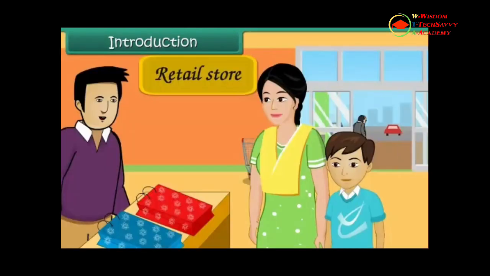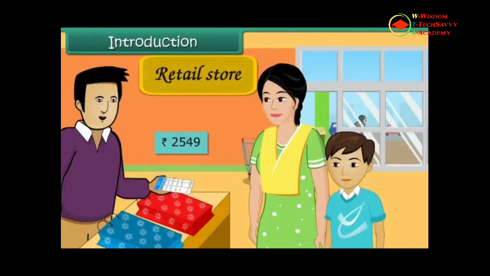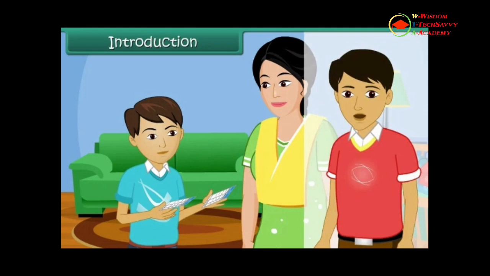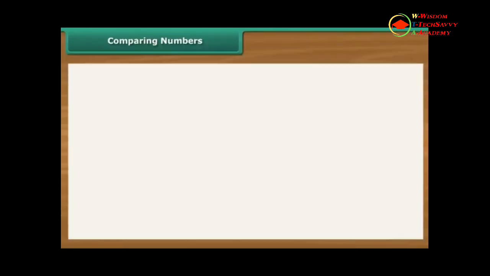Anuj bought two shirts for ₹2,549. His mother bought some grocery items and the bill amounted to ₹2,350. At home, he compared the total amount of the two bills. He said that his shirts' cost was more than all the grocery items. How was he able to tell? It was because he learned about large numbers. Come, we too will learn about numbers.